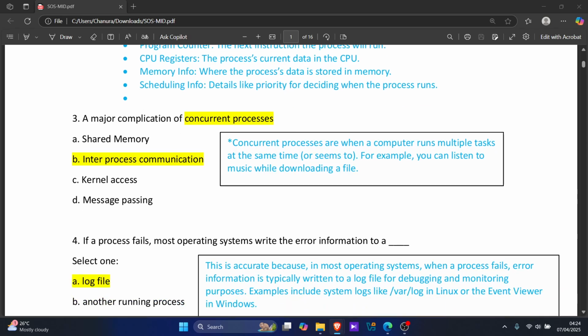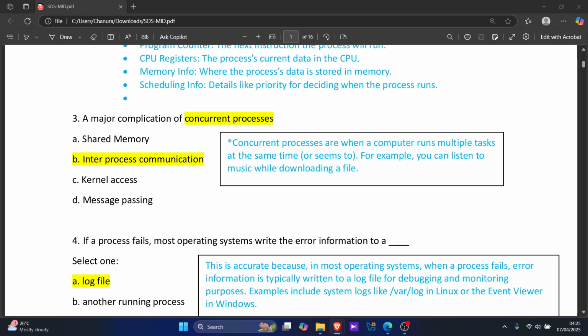Okay, let's see. The question is asking about a major complication of concurrent processes. The options are A. Shared memory, B. Inter-process communication, C. Kernel access, D. Message passing. First, I need to recall what concurrent processes are.